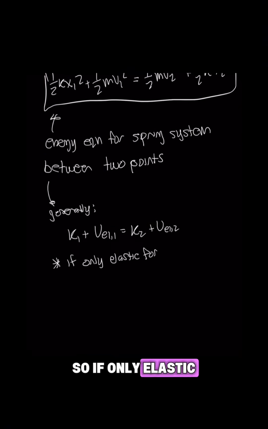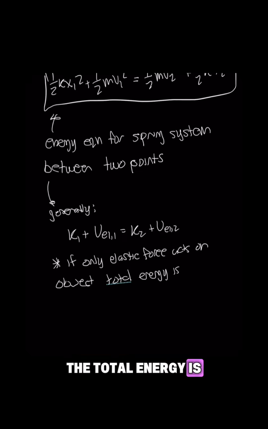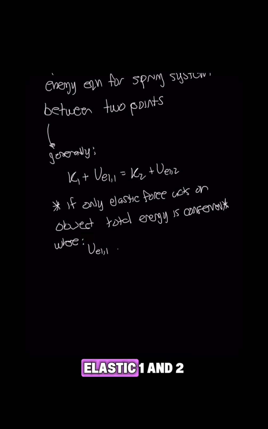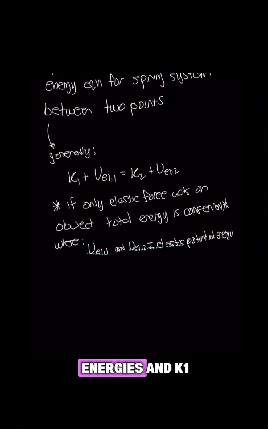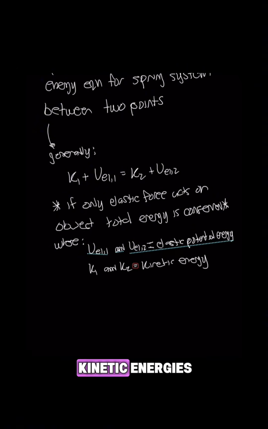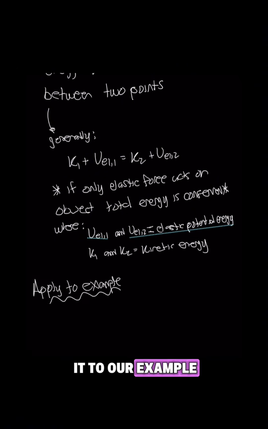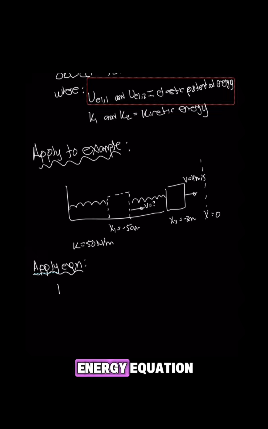So if only elastic force acts on the object, the total energy is conserved, where U elastic 1 and 2 are the elastic potential energies and K1 and K2 are the kinetic energies. So we can apply it to our example, and this is our energy equation.